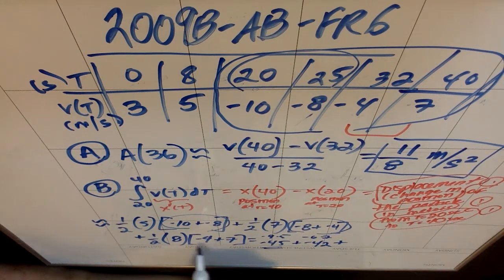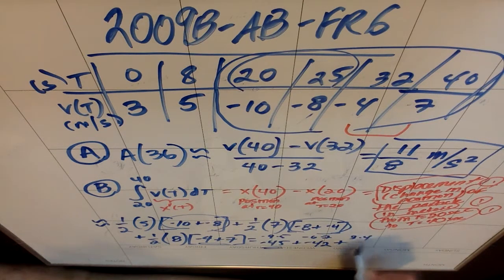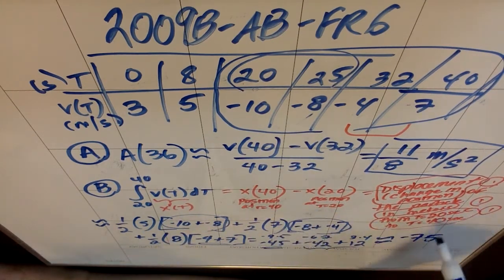And then this last one comes out to be a 3, but thankfully the 8 times the 1/2 is just going to be a 4, so I get a 3 times a 4, which is a 12. So I'm pretty sure that these come out to be a -30, so my final answer is that this thing is approximately -75.